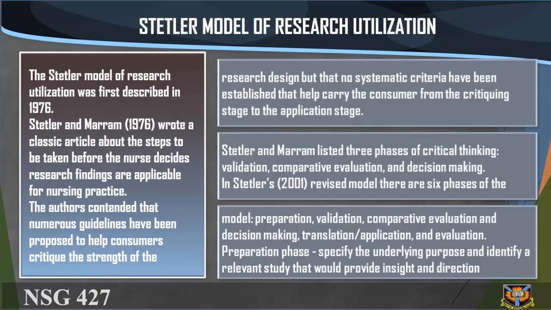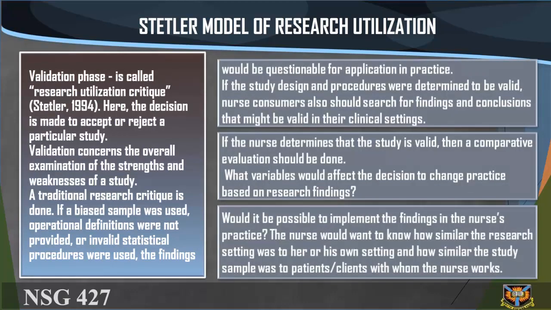In the preparation phase, you will specify the underlying purpose and identify a relevant study that would provide insight and direction relevant to that purpose. The validation phase is called research utilization critique (Stetler, 1994), and during this phase, the decision is made to accept or reject a particular study. Validation concerns the overall examination of the strength and weakness of a study. The consumer must question every step of the research process that was carried out.